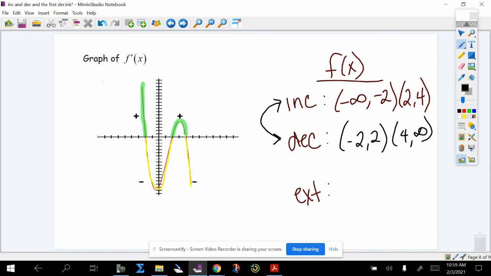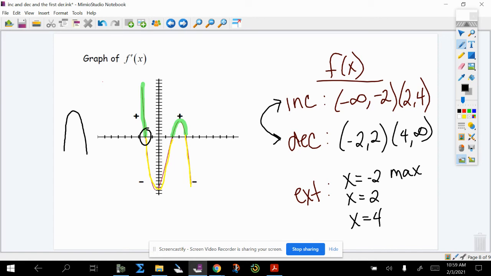So now for extrema. So I know I have extrema happening at negative 2, at positive 2, and at 4, because these are all the places that the derivative does change signs. So we just have to figure out what type of extrema it is. So at negative 2, it goes from above the axis to below. So that means it goes from increasing to decreasing. So that must be a maximum.